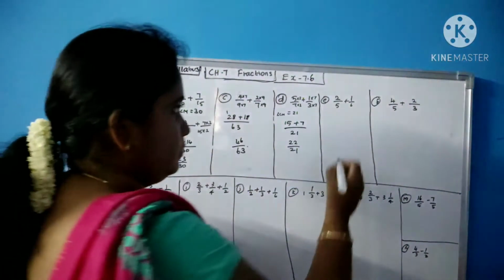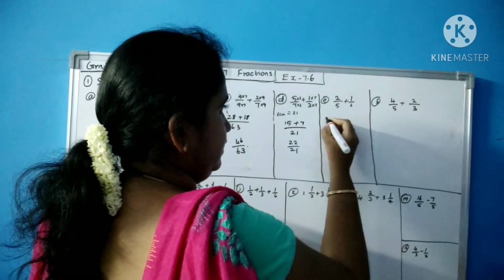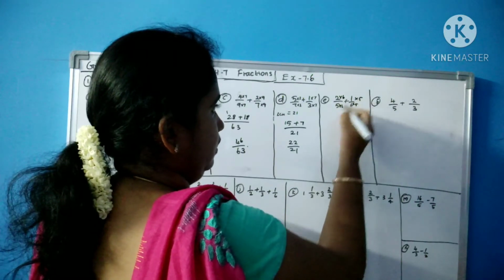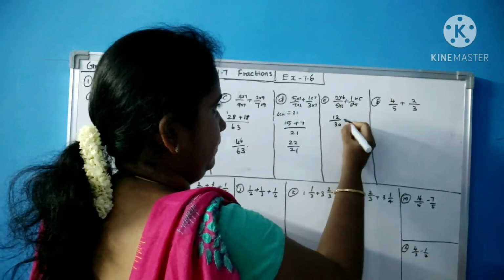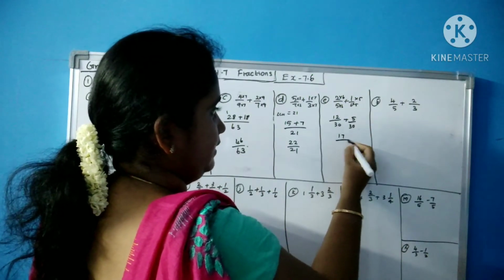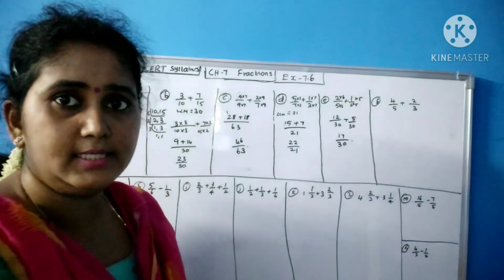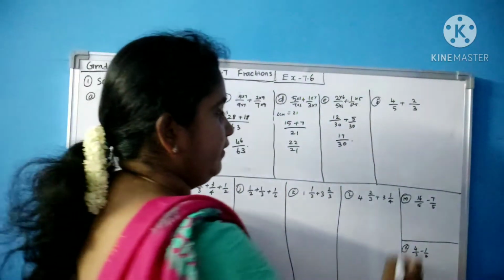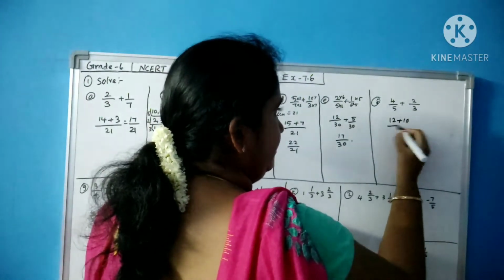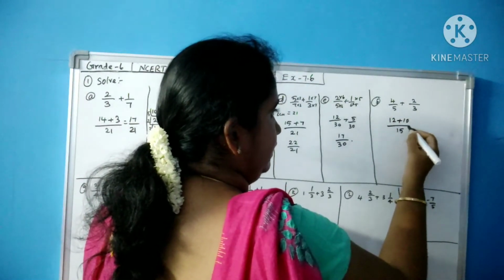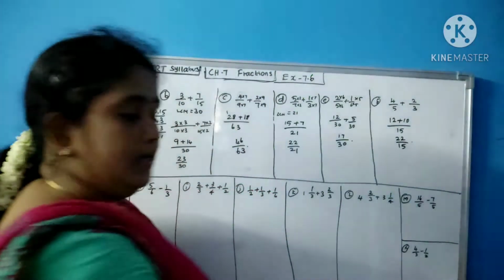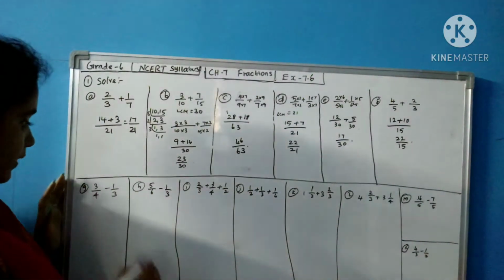Okay. Next one, 5 and 6. 5 6s are 30 is your LCM. So 6 into 6, 5 into 5. 2 6s are 12. 12 by 30 plus 5 by 1 into 5 is 5. 5 by 30. So 12 plus 5 is 17 by 30. Hope you understand. The next sum, 4 by 5 plus 2 by 3. 4 3s are 12, 5 2s are 10 divided by 5 3s are 15. So 12 plus 10 is how much? 22 divided by 15 is your answer. Hope you understand.